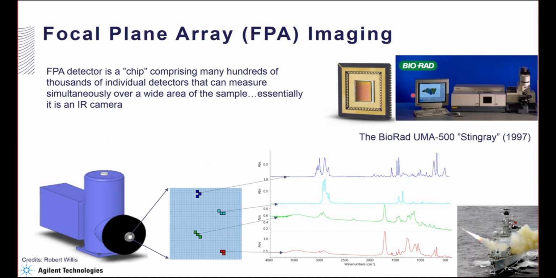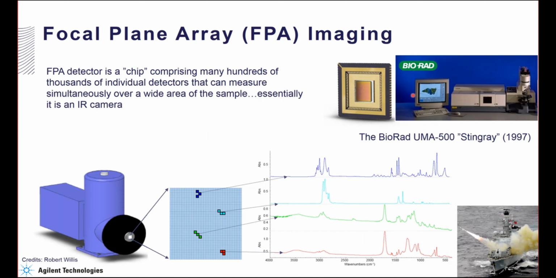When we talk about focal plane array imaging, or FPA imaging, we have to remember that basically we have a detector that is a sort of chip including many hundreds of thousands of individual detectors. Each of these detectors can measure an infrared spectrum. So we can collect a lot of infrared spectra at the same time over a wide area of a sample. We basically have a sort of infrared camera connected to our instrument.